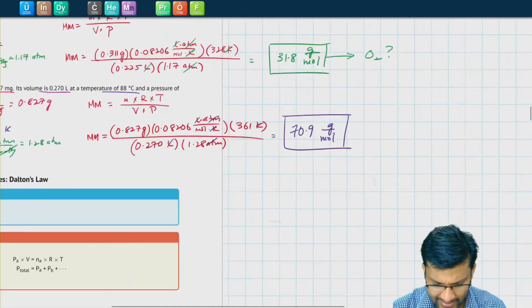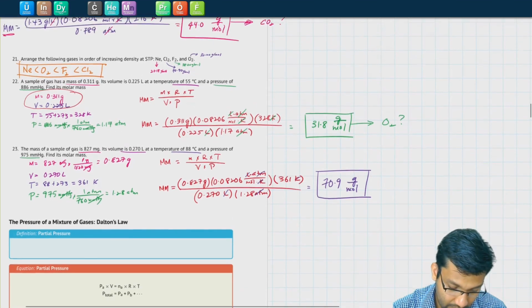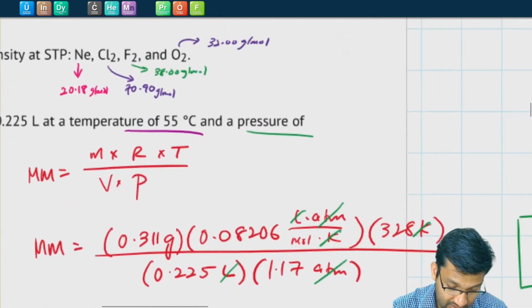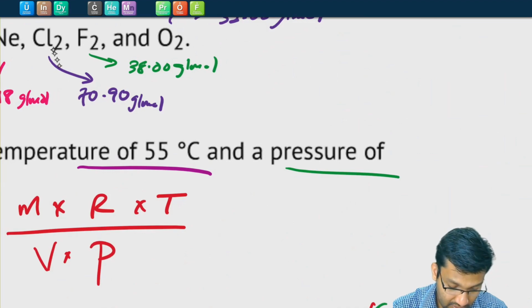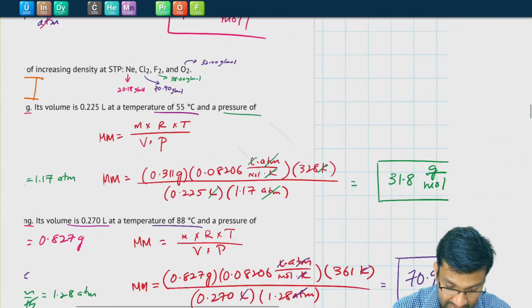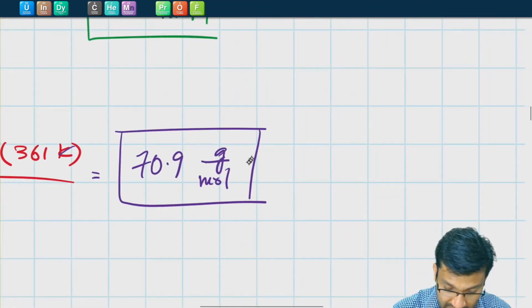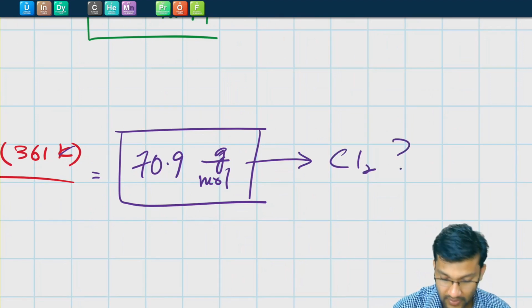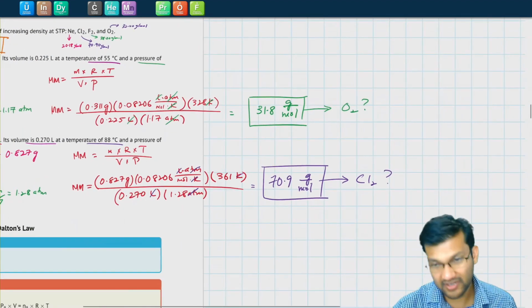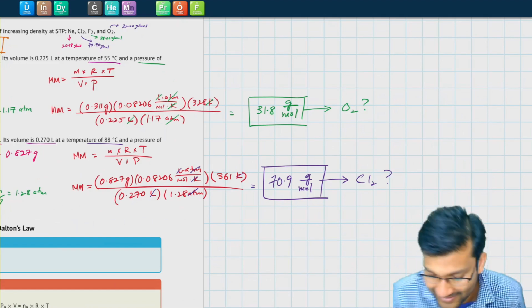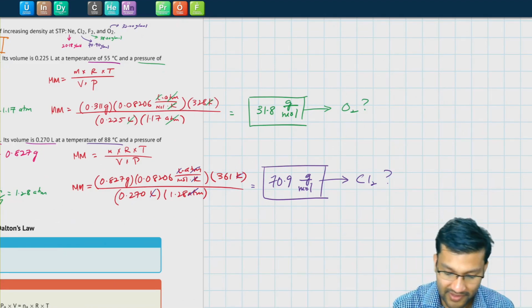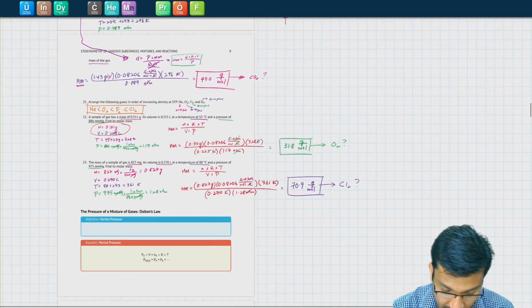70.9. So if we're wondering what gas that might be, I mean, you probably don't know all of the gases in the world, but we did look at Cl2 here and we saw that it was 70.9, so it's probably Cl2, right? Could be other gases, probably not, because I probably used Cl2 to write this question. So there we have it.